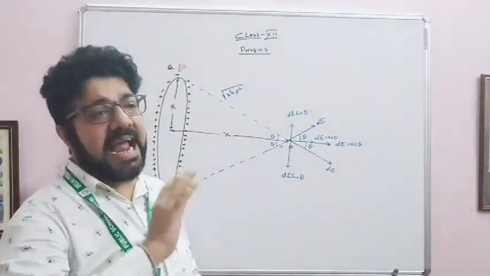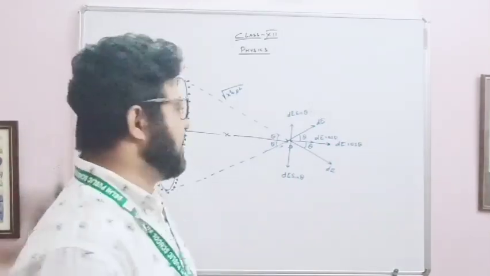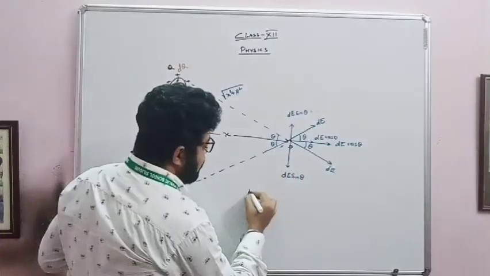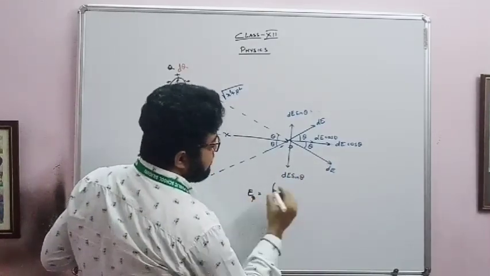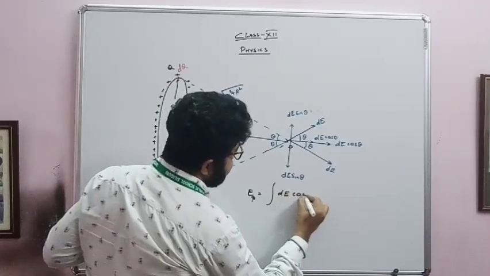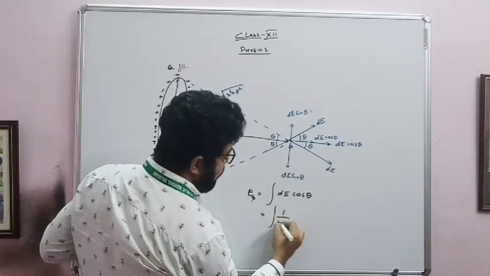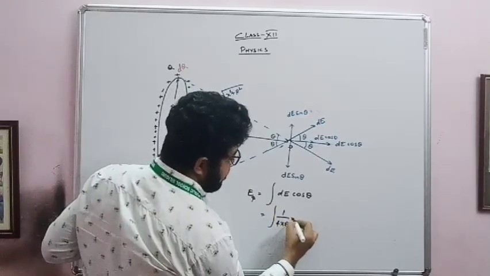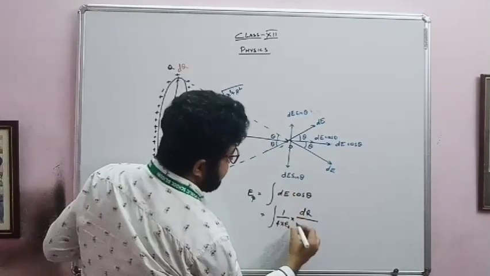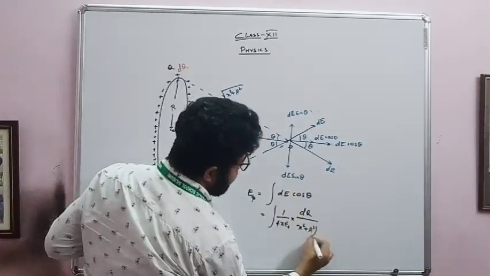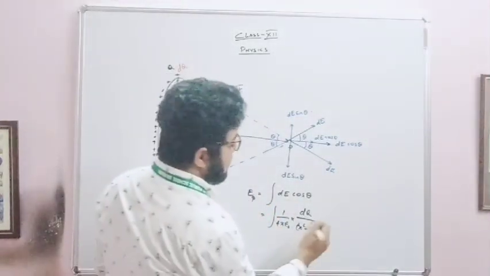As they are additive in nature, how do we calculate it? The best way is to integrate it. So the net electric field at point P is the integral of dE cos theta. What is the value of dE? 1 by 4 pi epsilon naught, dQ is the charge, and the distance between this and this is root of x square plus r square, so the root and square cancel, giving x square plus r square.